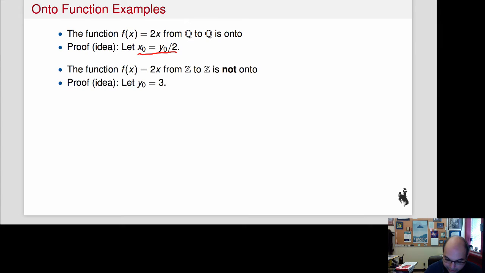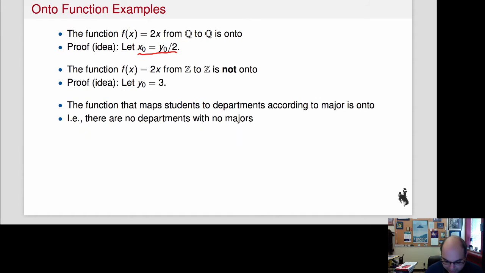Now let's try f of x equals 2x, the same rule, but this time over the integers. And over the integers it is actually not onto, because think of 3. There is no integer such that 2x is equal to 3, right? So that one doesn't work. Notice it looks like the same rule, but like I said, they're different functions because they have different domain, different codomain, and that means that they have different properties. In this case, the property onto is true of the first one over the rationals, but it's not true of the second one, which is over the integers.